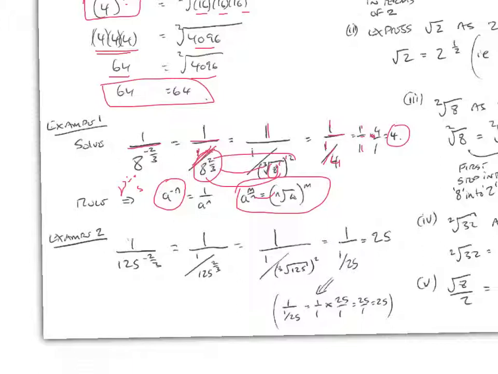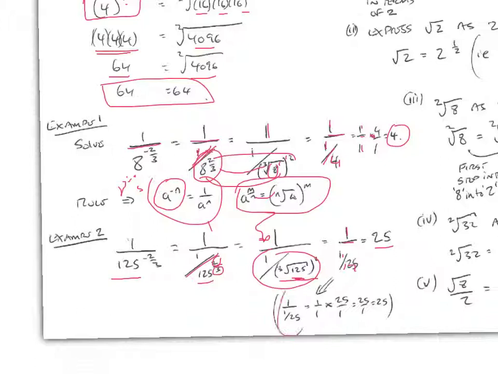Okay, what about this one? Solve 1 over 125 to the minus 2 over 3. So that's the same as 1 over 125 to the plus 2 over 3, using the same rule again, which is the same as 1 over the cube root of 125 all squared, applying this rule again, and that's equal to 1 over 25, all of that. So we've 1 over 25, so the answer is 25.